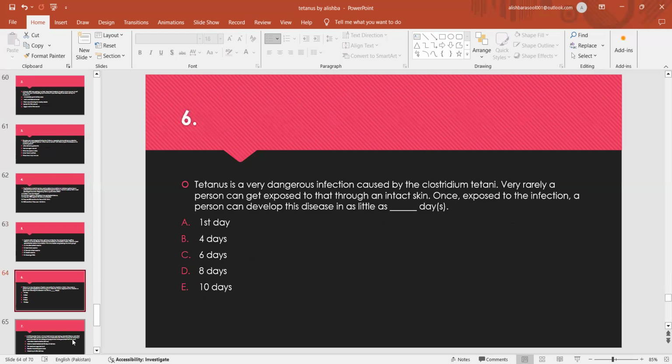Tetanus is a very dangerous infection caused by Clostridium tetani. Very rarely a person can get exposed to it through intact skin. Once exposed to the infection, a person can develop this disease in as little as dash days. A. 1, B. 4, C. 6, D. 8, or E. 10.